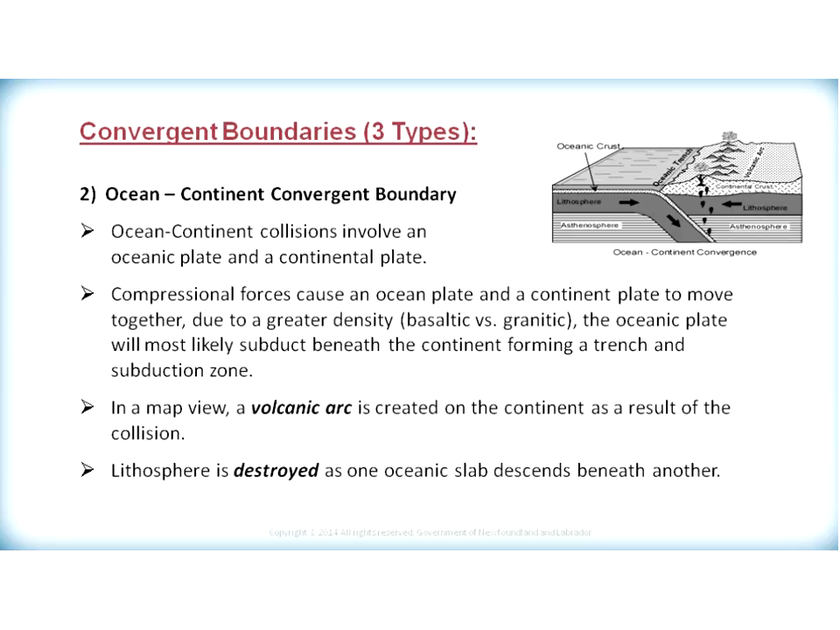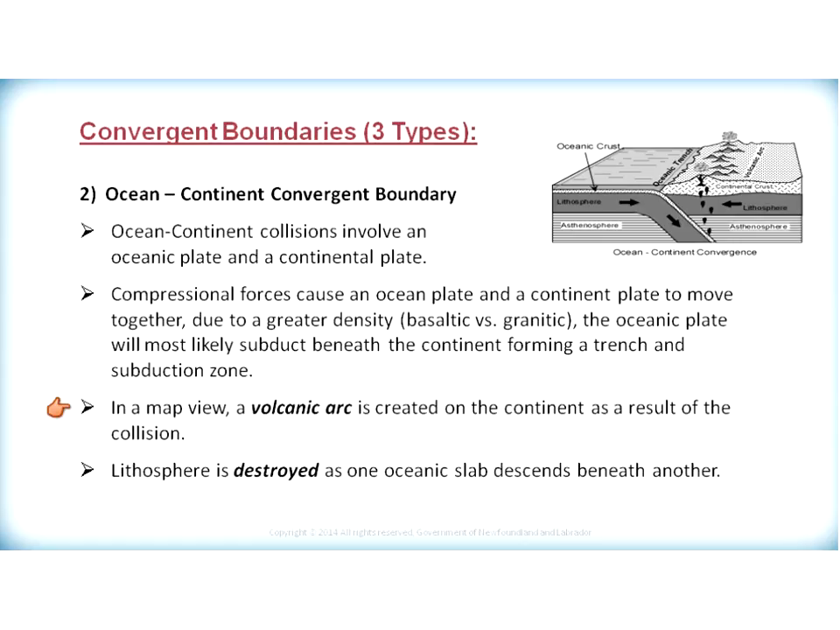The second type of convergent plate boundary is an ocean-continent convergent plate boundary. Ocean-continent collisions involve an oceanic plate colliding with a continental plate. Here, compressional forces cause the ocean plate, which is more dense, to subduct and move underneath a continental plate. As the ocean plate and continental plate move together, the oceanic plate tends to subduct beneath because it has a greater density. The oceanic plate will most likely subduct beneath the continent and will result in the formation of a trench and a subduction zone located off the coast.